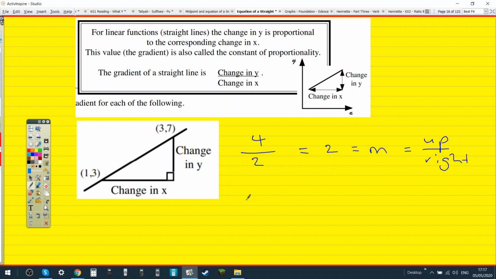And we use the letter m for gradient, and it's basically how many up over how many right, or the fancy way to do it, y2 minus y1 over x2 minus x1. So that just means second y take away first y, second x take away first x, and that is that change in y over change in x. So in this one it was 7 take away 3 over 3 take away 1.